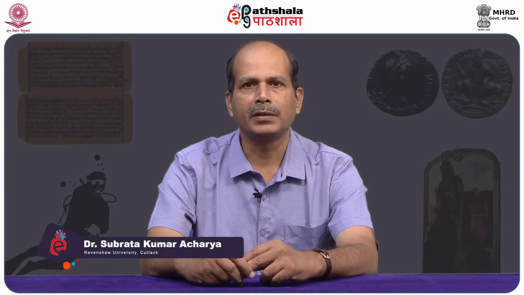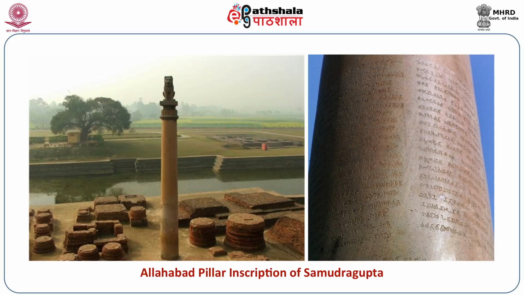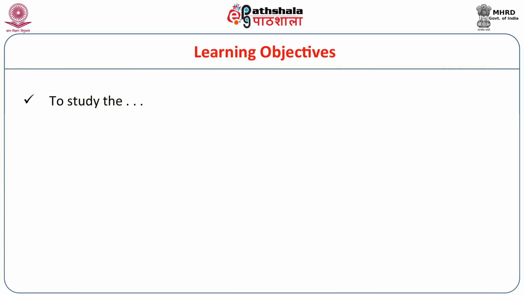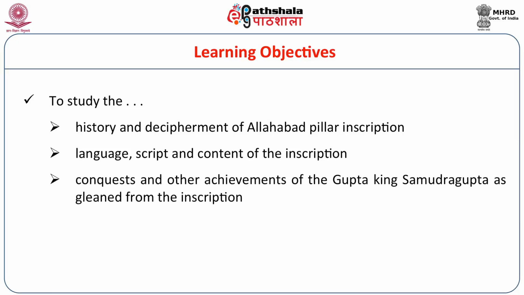Today we shall discuss an important module, that is Allahabad pillar inscription of Samudragupta of the paper Indian Epigraphy. First of all, we have to know the objectives of this module. The main objective of this module is to study the history and decipherment of Allahabad pillar inscription, to know the language, script and content of the inscription, and also to get an idea about the conquests and other achievements of the Gupta king Samudragupta as mentioned in the inscription.